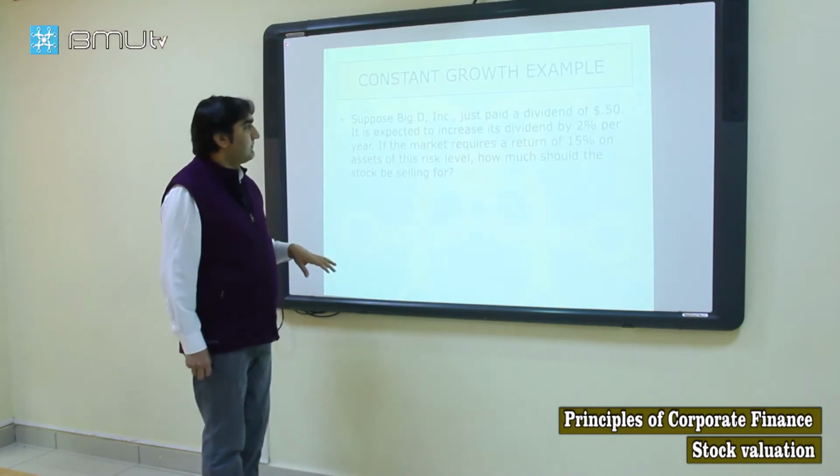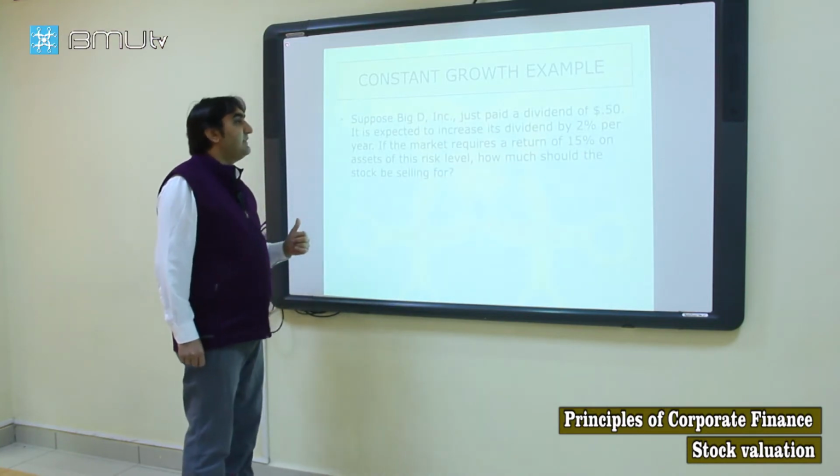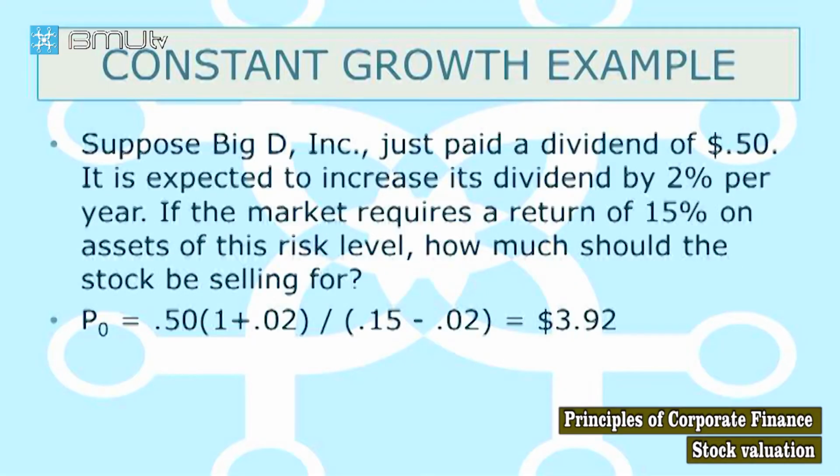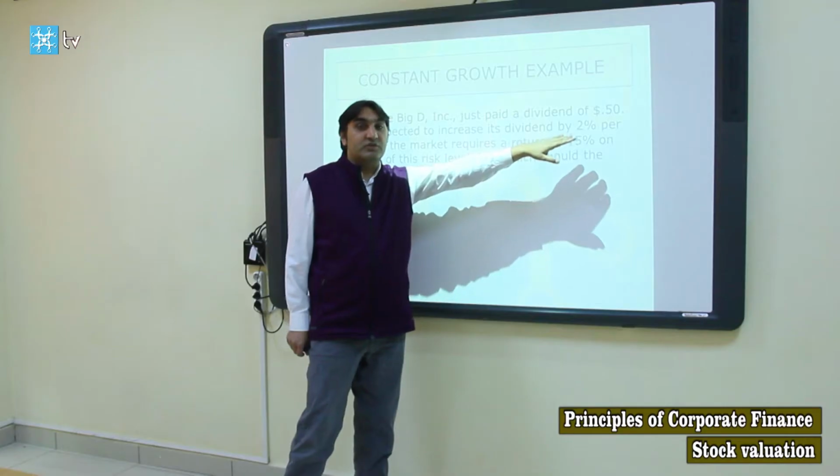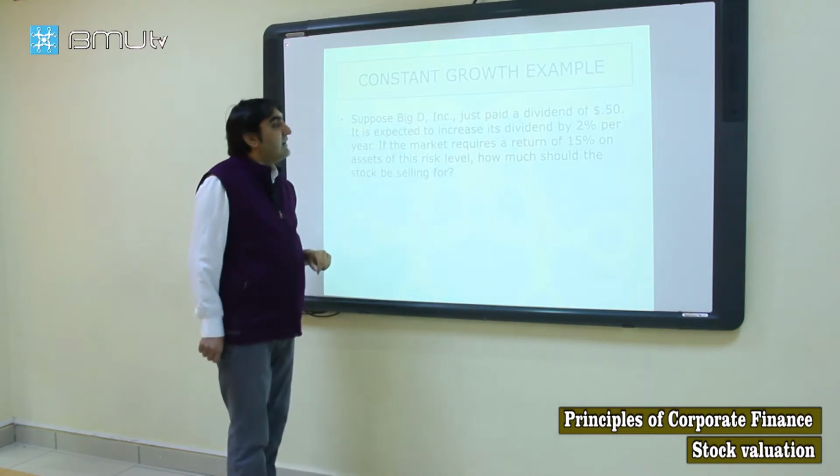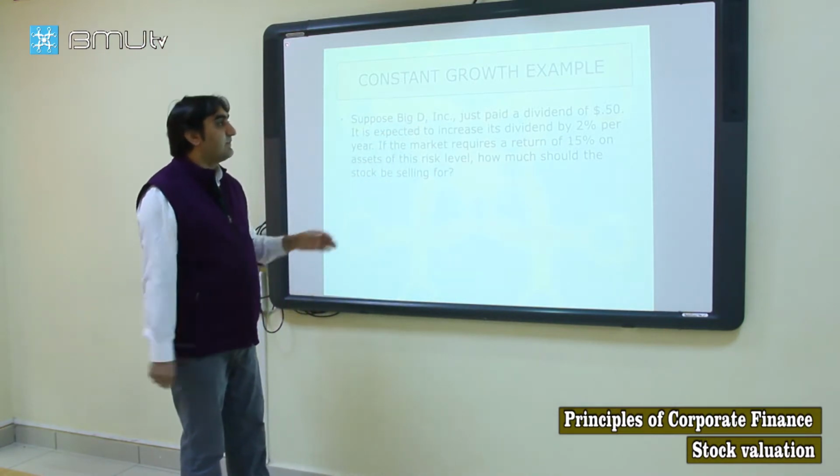Again, we have an example. Suppose Big Deal again just paid a dividend of $0.5. It's expected to increase its dividend by 2% per year, forever. If the market requires a return of 15% on assets of this risk level, how much should this stock be selling for? If the risk level is the same, we can apply this market required rate to our company's required rate. We can take them as the same.